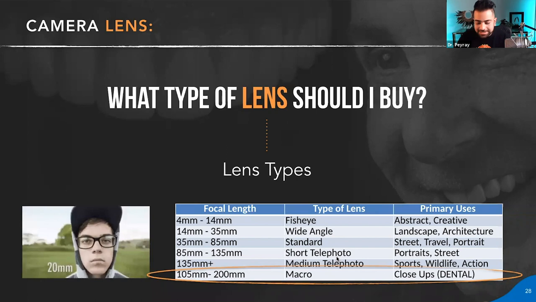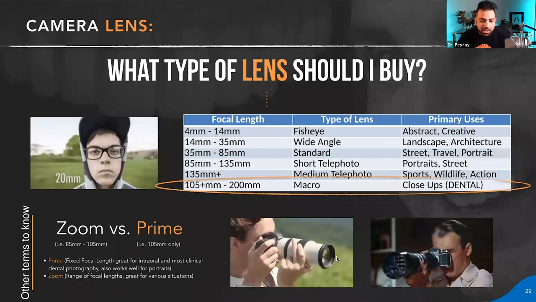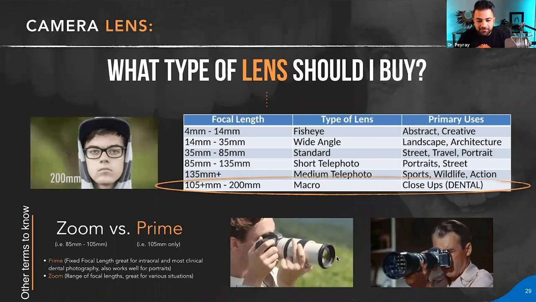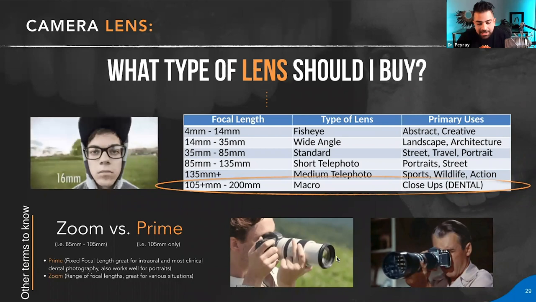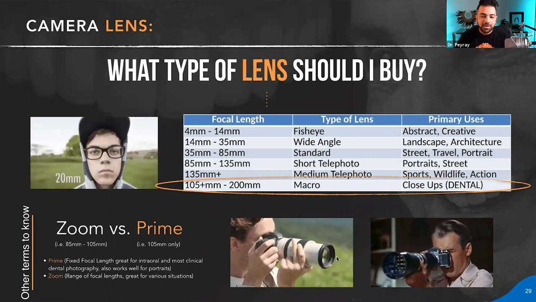Now, another classification of lenses is whether it is a zoom lens or a prime. For me, I like the prime because it's a fixed focal length. It helps me for dental photography, and it works pretty well for me because I don't have to take my camera outside of the office. If I want to go out, then I'll use a zoom lens instead of a prime lens, because when I'm out, I like to have a range of focal lengths.